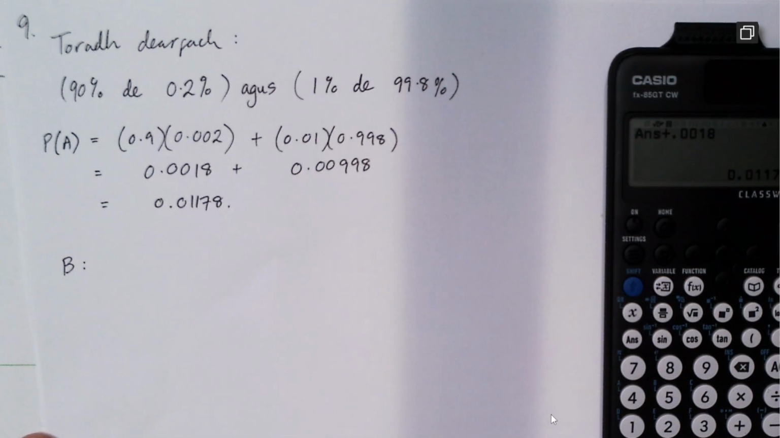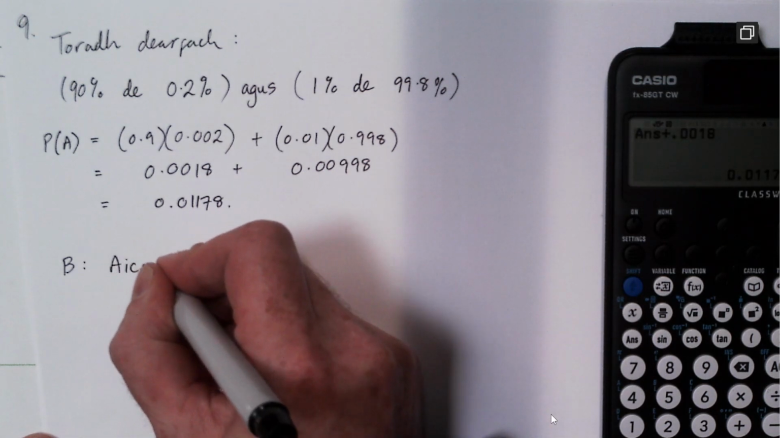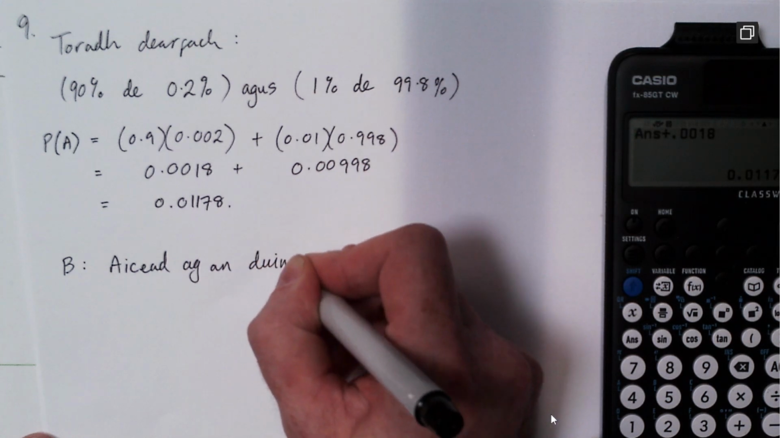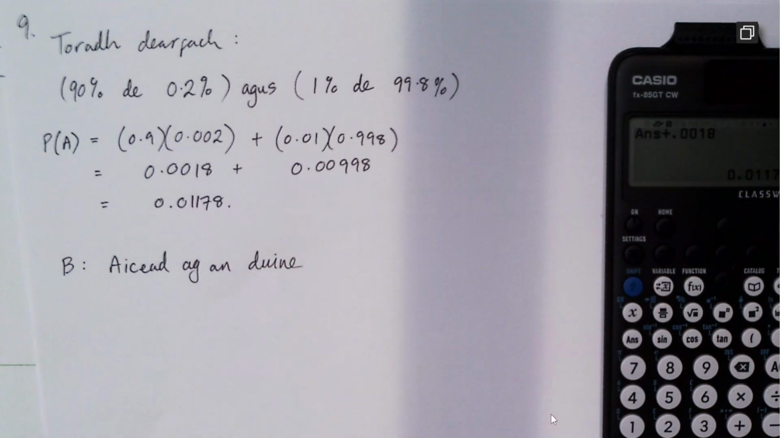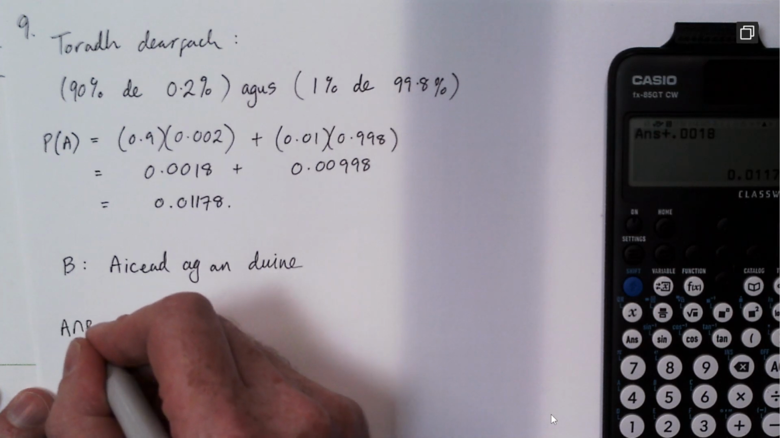Now, from a large population in which only 0.2% have the disease, a person is selected at random and tested. If the test gives a positive result, what is the probability that the person selected actually has the disease? So that is B. Now it's going to be the probability of B given A, so we need A intersection B.